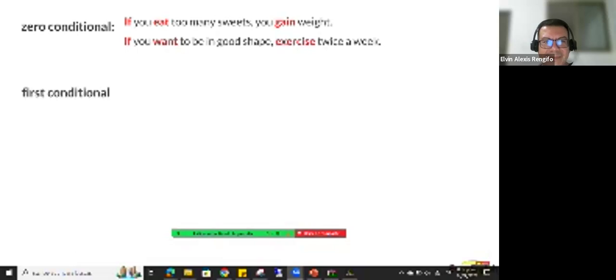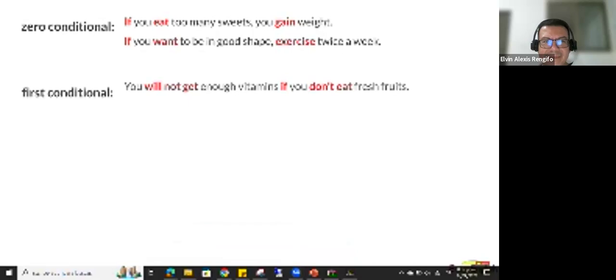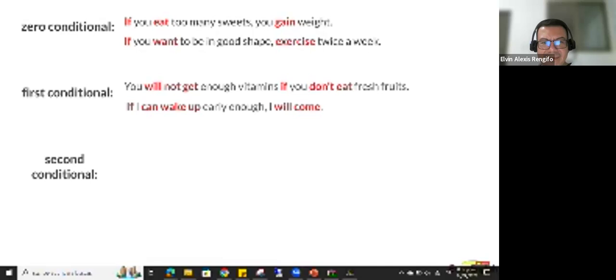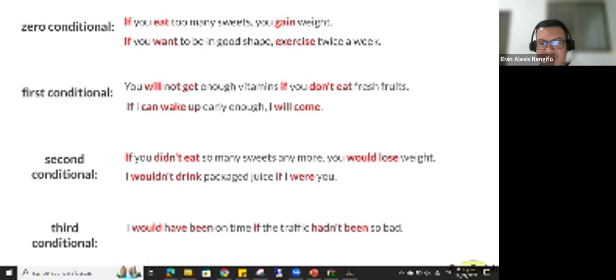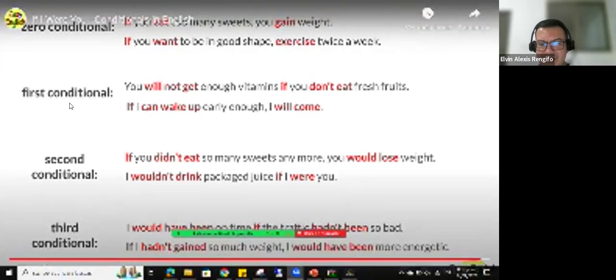First conditional. You will not get enough vitamins if you don't eat fresh fruits. If I can wake up early enough, I will come. Second conditional. If you didn't eat so many sweets anymore, you would lose weight. I wouldn't drink packaged juice if I were you. Third conditional. I would have been on time if the traffic hadn't been so bad. If I hadn't gained so much weight, I would have been more energetic.